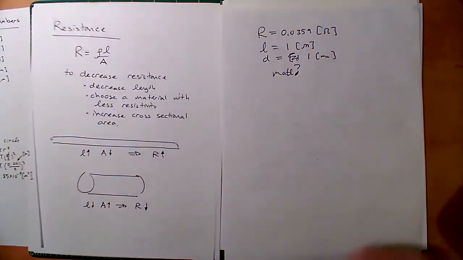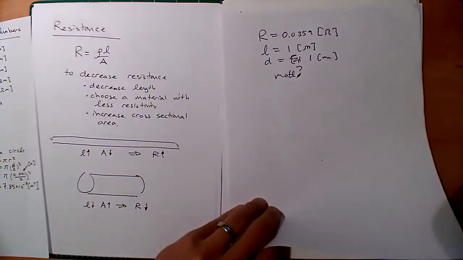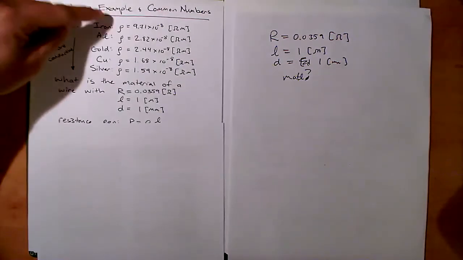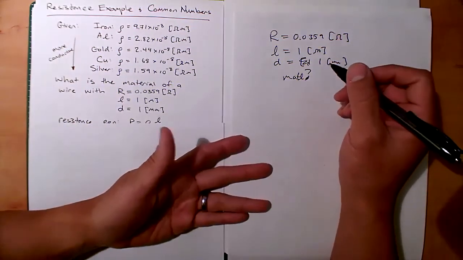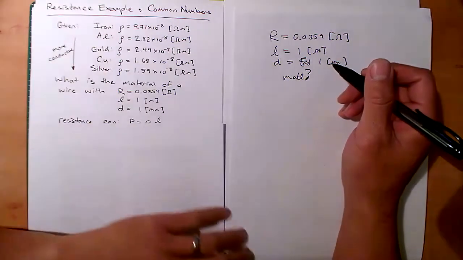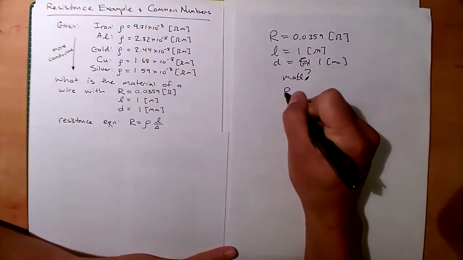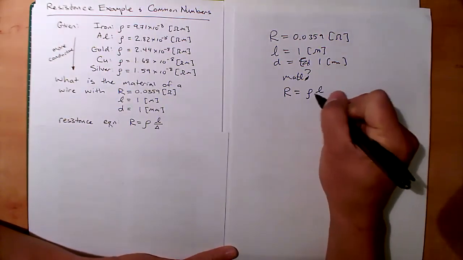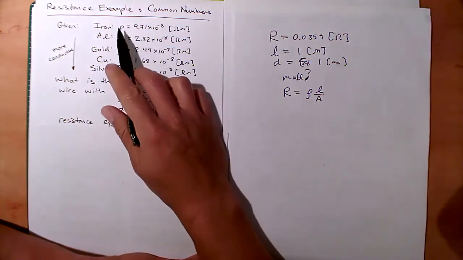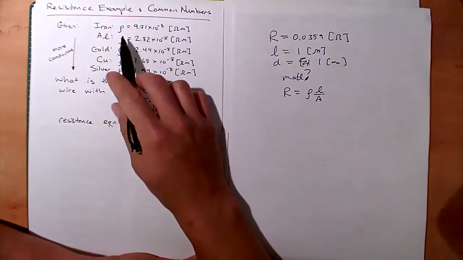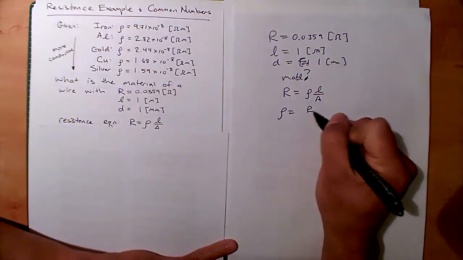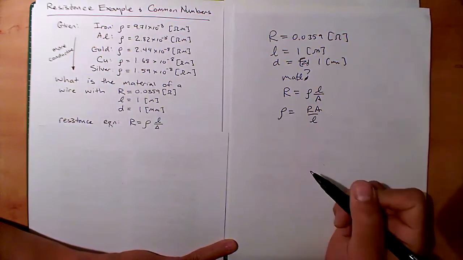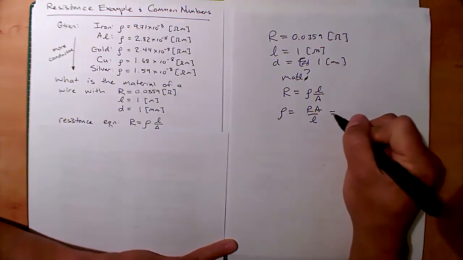And we have this table here, so let me get another piece of paper. Okay, we have our table of values, and if we get a value that's close, maybe we can assume it's one of these values. And we have our resistance equation, R equals rho L over A. It looks like we need to solve for the resistivity to be able to identify which material it is. That's pretty easy. Rho equals RA over L. This is not so bad.